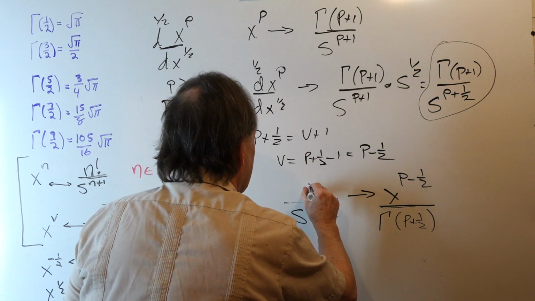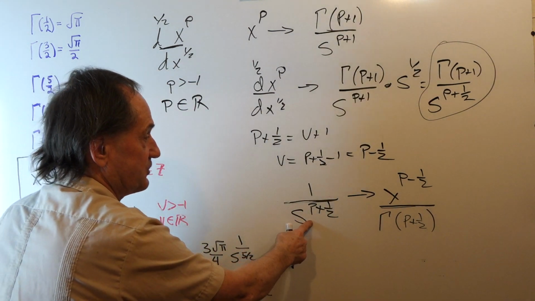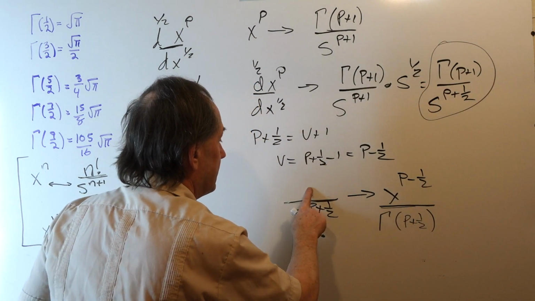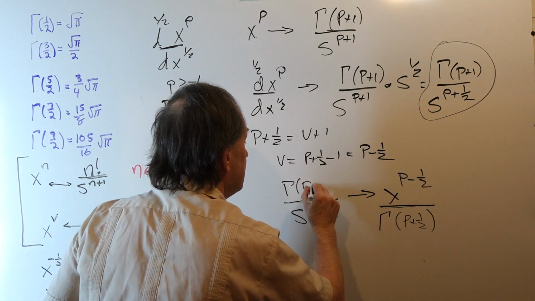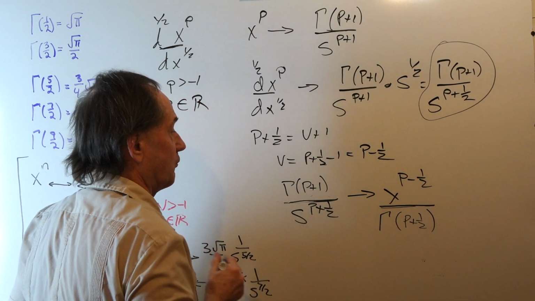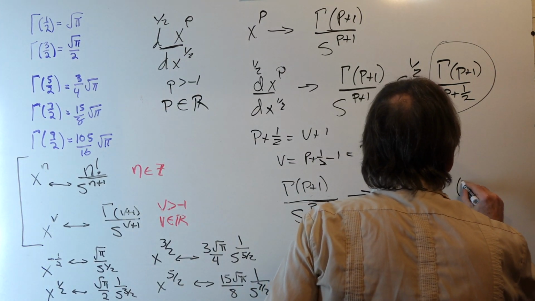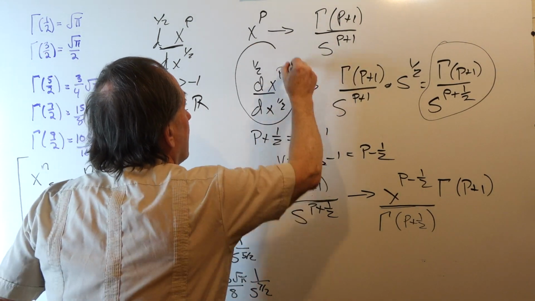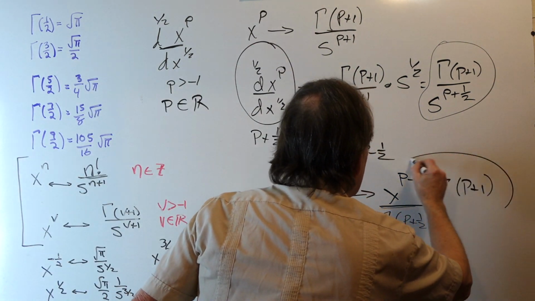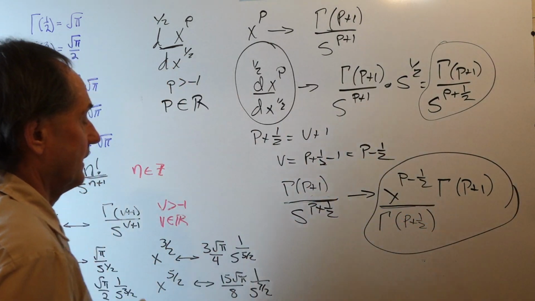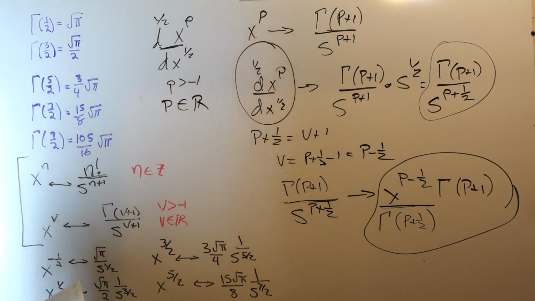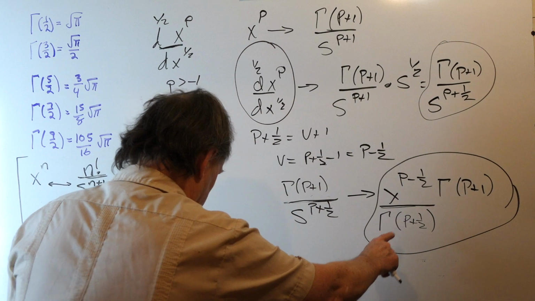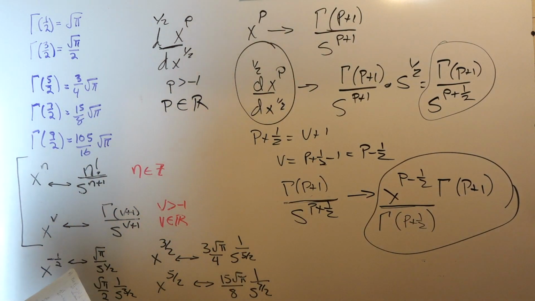So now we have this. This function of s transforms to this in the x domain, but in the numerator we have a gamma of p plus 1/2, and we want gamma of p plus 1, so we put a gamma of p plus 1. So the 1/2 derivative of x to the p is this function. It's x to the p minus 1/2 times gamma of p plus 1 over gamma of p plus 1/2.